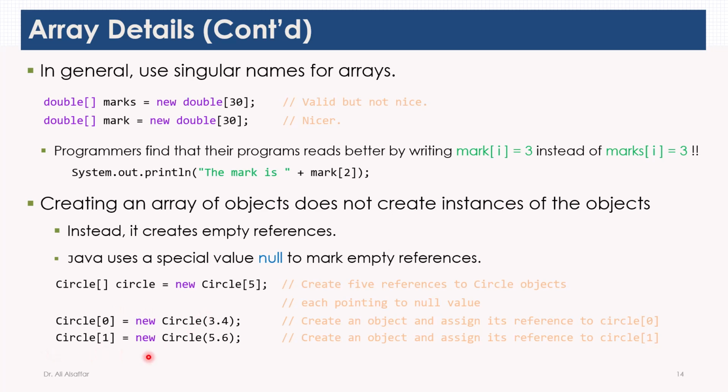And for the second line, it will create an object of type Circle. The initial radius is 5.6 and its address is assigned to the reference circle1. So the index variables of the array are in fact pointing to objects. And when you create an array of objects, in fact you are creating an array of empty references.